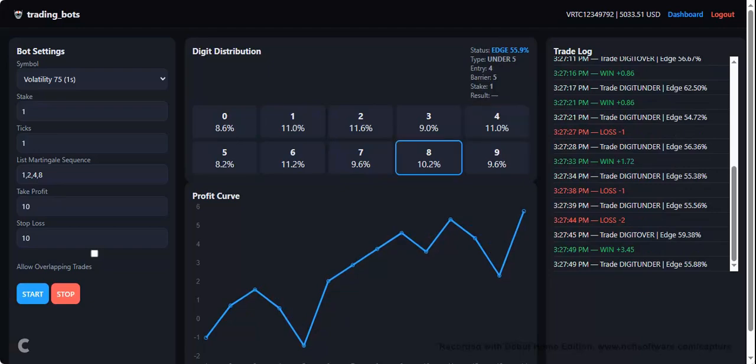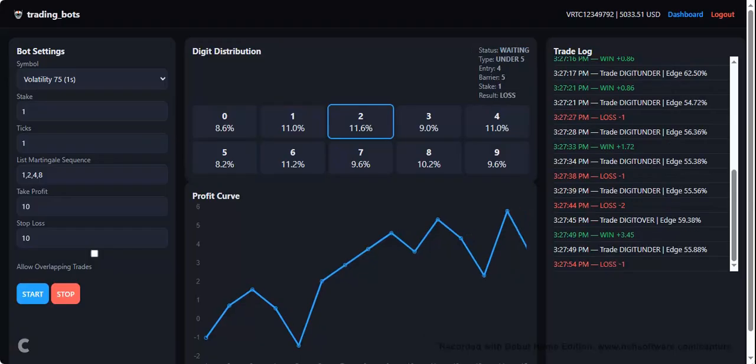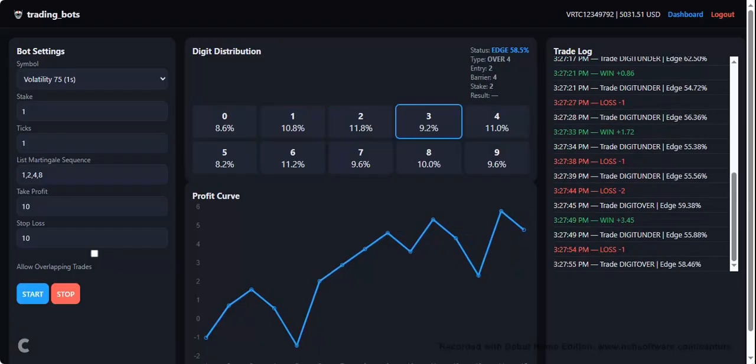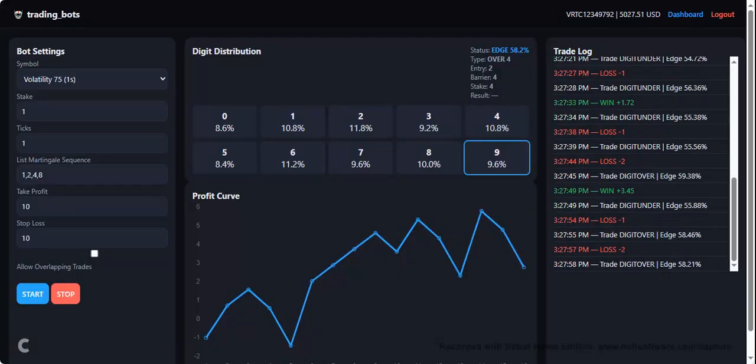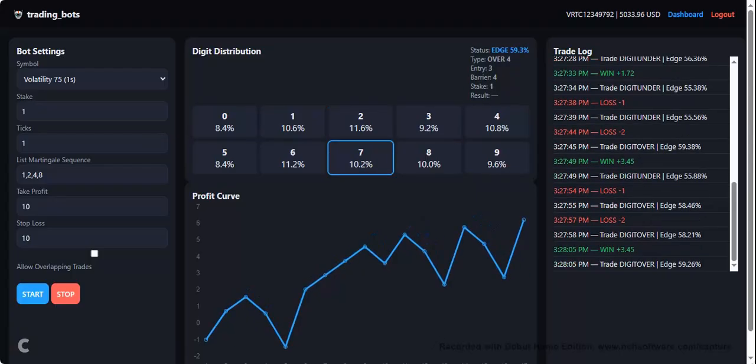As shown in this session, the bot was able to maintain a positive outcome despite several losses, proving the importance of strategy and statistical edge in synthetic index trading. Stay tuned for more live sessions, updates, and advanced Deriv bot strategies.